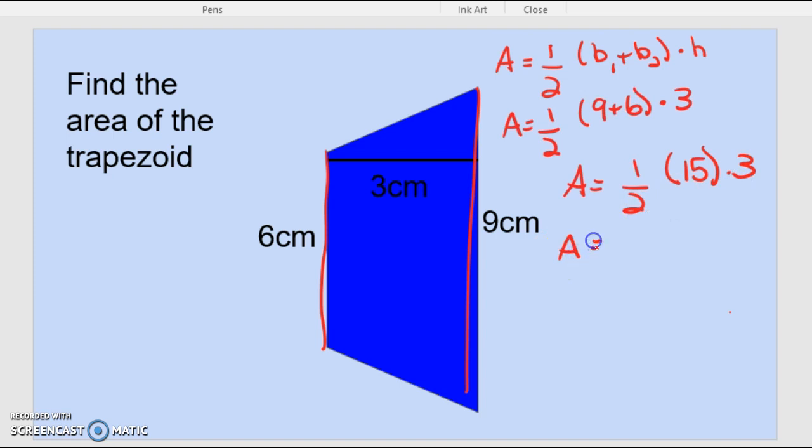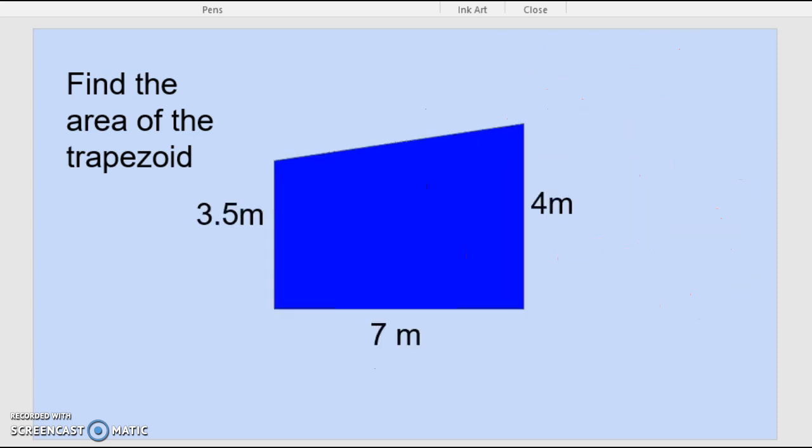And now what I was saying in class, and what I would recommend that you do, is 1/2 of 15. We know that that's not a nice number because it's not going to go in evenly. So I'm instead going to do 15 times 3, which I know is 45. So then I have 1/2 of 45. And then I can figure out what 1/2 of 45 is, which if you split it in half is 22.5. Then we have to remember our label of centimeters squared.